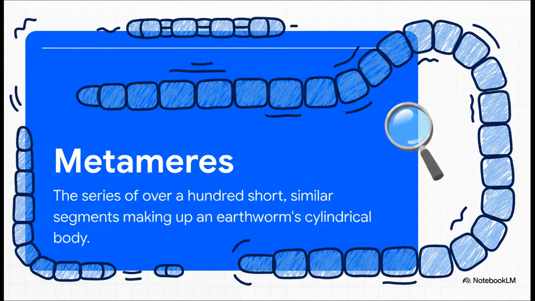You see, its body is made of over 100 repeating segments. These are called metameres. Each one of these segments is like a mini-body, containing its own bits of muscle for movement, neural tissue for control, and a protective outer layer of epithelial tissue. It's this modular design that gives the worm its incredible flexibility.